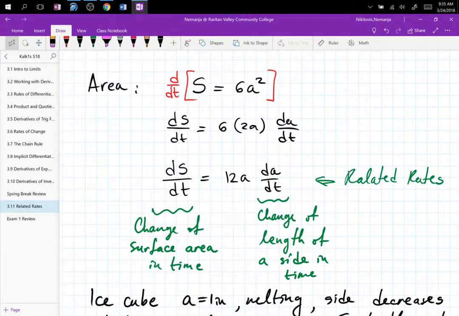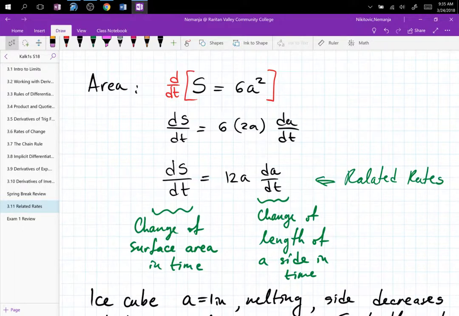So I did the full derivation over here for area. So you start with the geometry formula from your middle school. You take the time derivative, and now you have the change in time. So the change of surface area in time, one more time, to the finger, see the finger? The change in surface area in time is equal to 12a of the change in length of the side in time. Learn the words.